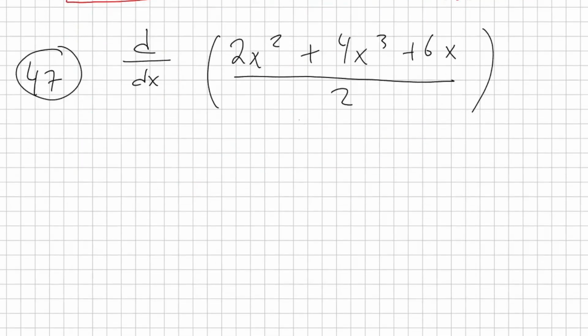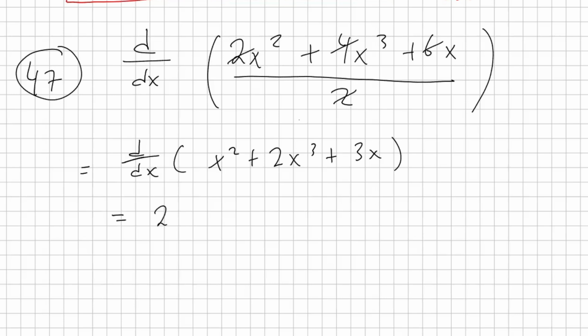Here we have a fairly simple derivative. What we want to do is just divide by 2. All of these are divisible by 2, so just divide all of them by 2, and you basically get the derivative of x squared plus 2x cubed plus 3x. And this is going to give us 2x, right, plus 6x squared plus 3. Let me rewrite this in a better way. In the correct order, it should be like so. So that's it for this derivative.